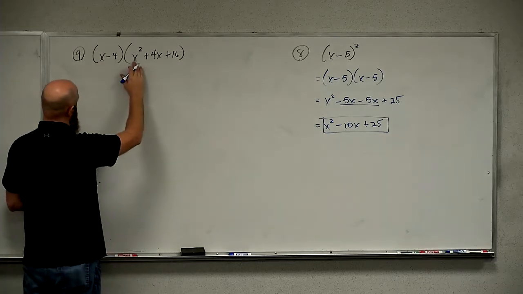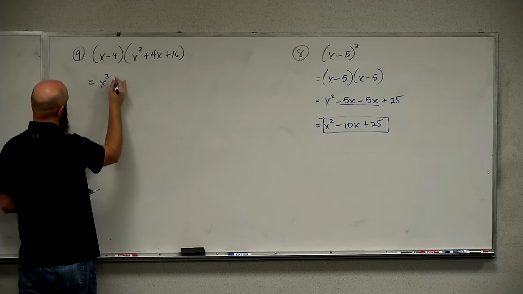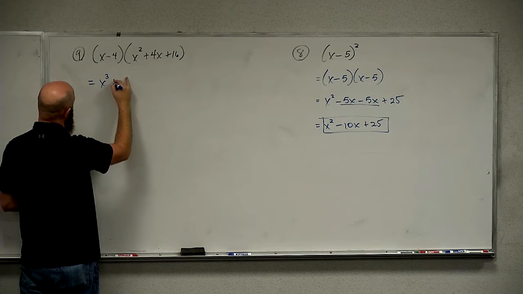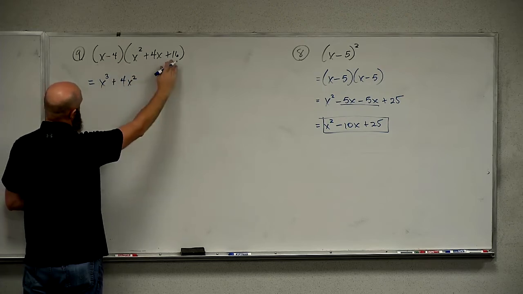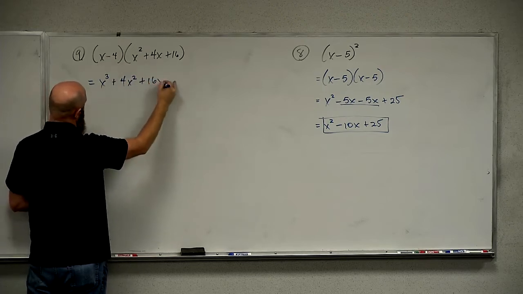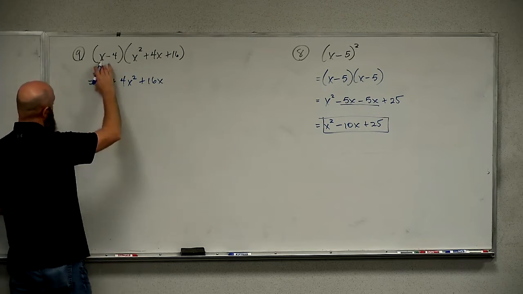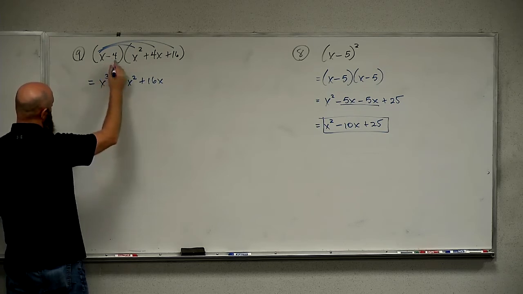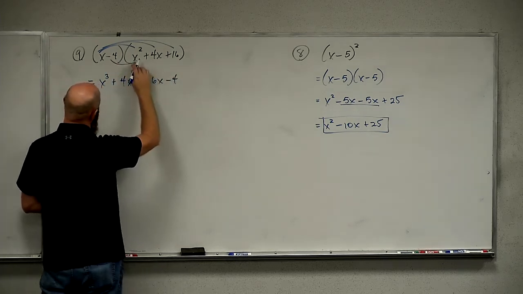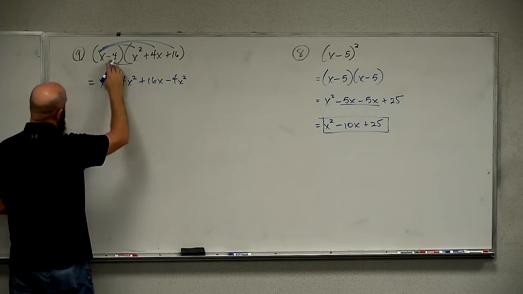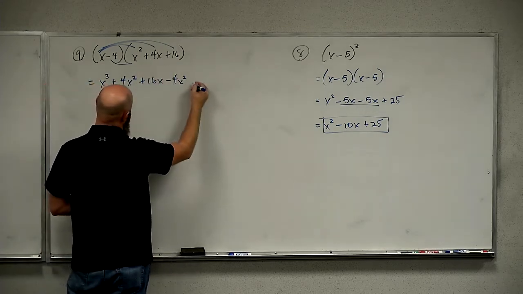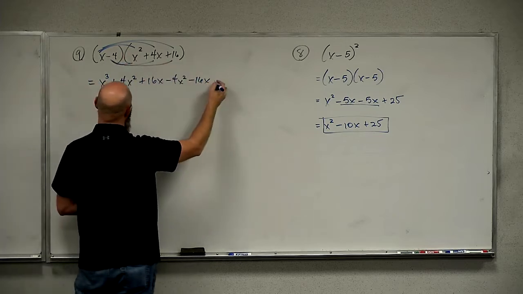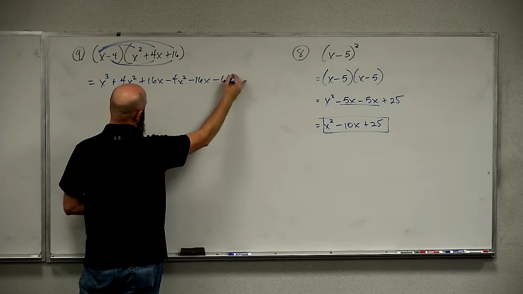So x times x squared is x to the third, x times 4x is 4x squared. x times 16 is 16x. So we've done all of that first one by distributing in. Now I'll move to the second one. Negative 4 times x squared is negative 4x squared. Negative 4 times positive 4x is a negative 16x. And then negative 4 times 16 is a negative 64.